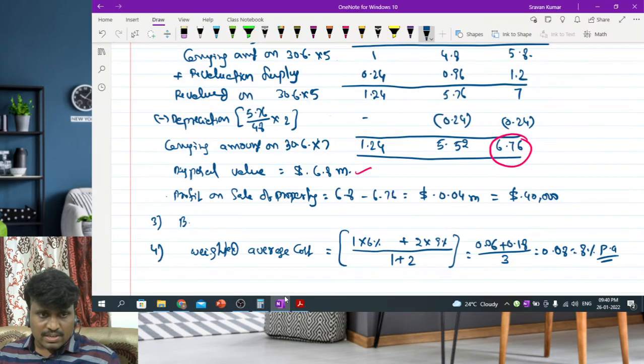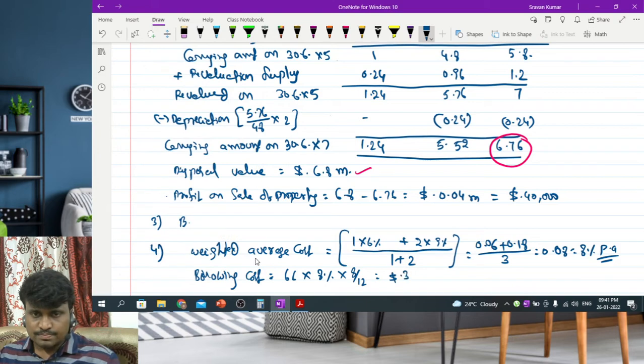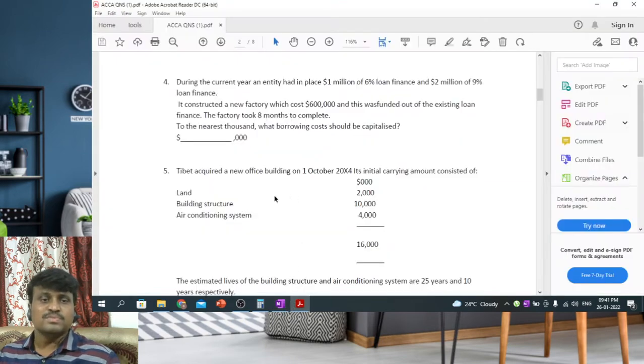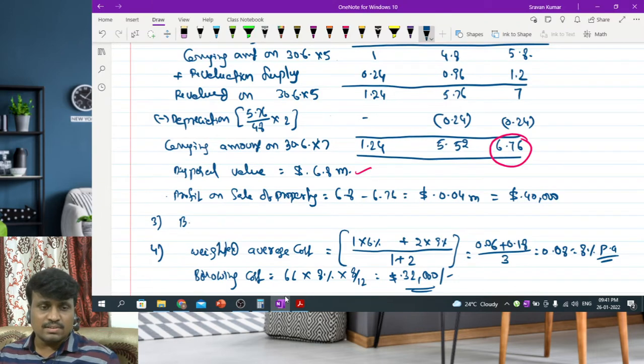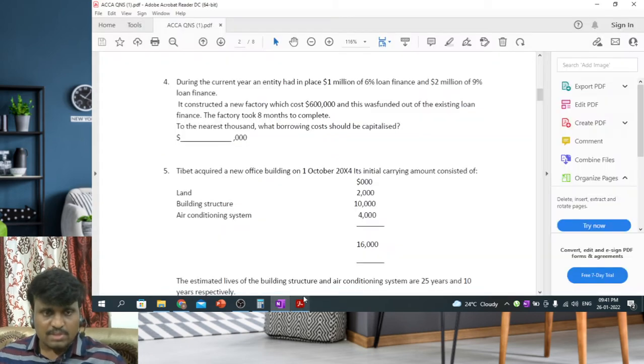So what is the borrowing cost? 6 lakh into 8% into 8 by 12 equals how much amount? $32,000. So the answer is 32. Okay, so this is the fourth one. Clear? Then coming to the fifth one.